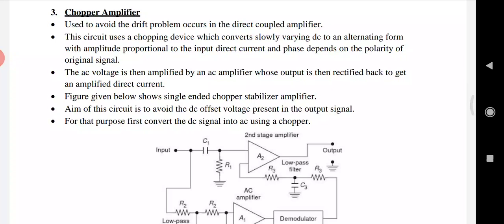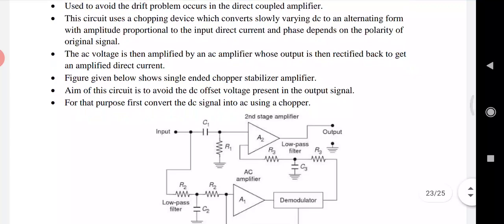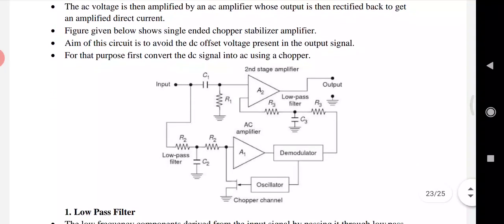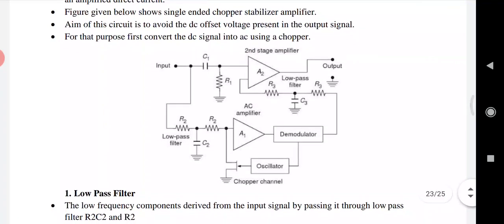This circuit uses a chopping device which converts slowly varying DC to an alternating form with amplitude proportional to the input direct current, and phase depends on the polarity of the original signal. This figure shows the single-ended chopper stabilizing amplifier. In this figure, we can see a low pass filter, a chopper, a demodulator, again a low pass filter, and a second stage of amplification A2.